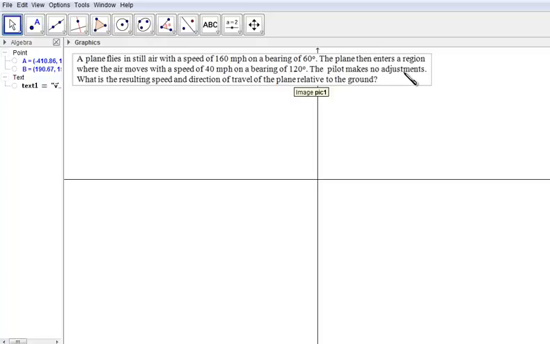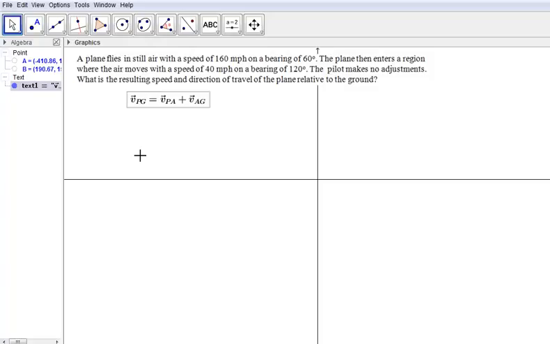The pilot makes no adjustment. So that means he continues to fly at this velocity relative to the air. But now since the air is moving, this is no longer the velocity of the plane relative to the ground. That is what is being asked for here. So we have identified the quantities and we need the relationship between them now, and that's what we have here.